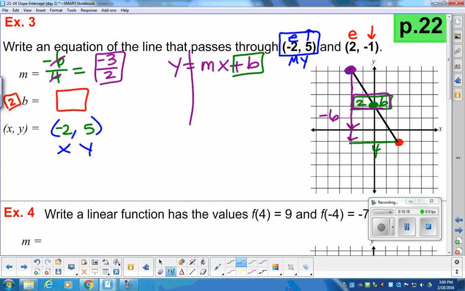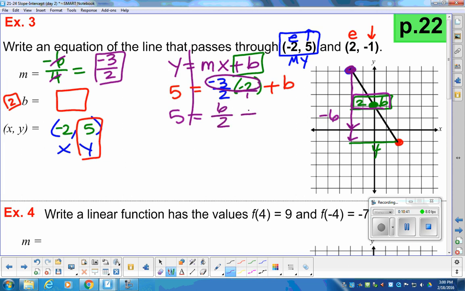So we're going to go ahead and borrow x, borrow y, plug in m, hand method solving for b. So my y value is 5. My slope is -3/2. My x value is -2 plus b. Cleaning this all up, 5 equals, working from left to right here, this becomes 6/2 plus b.